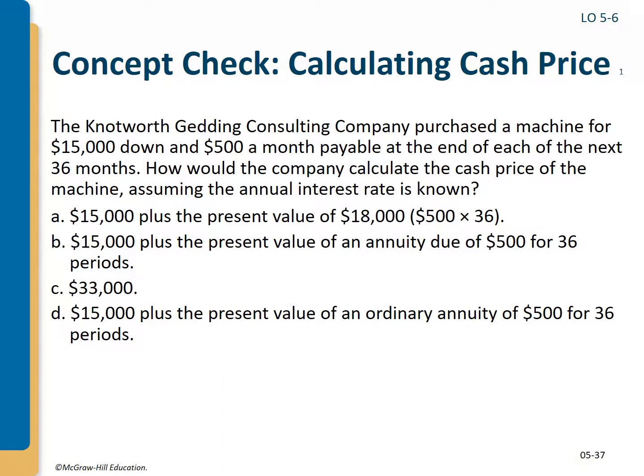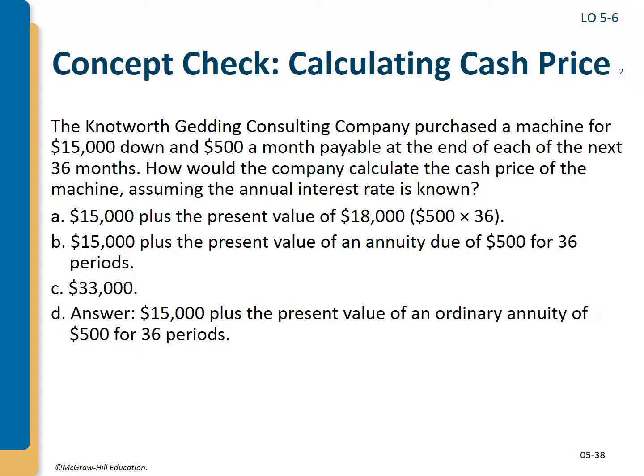Also, it says our interest rate is known. If we have an interest rate, let's say of 12%, since these are monthly payments, we would divide that by 12, and our interest used in our calculation would be 1%. So be careful of that, because the compounding period is the same as the number of payments. So it's monthly. You've got to transform your annual interest rate into a monthly interest rate. And there it is.